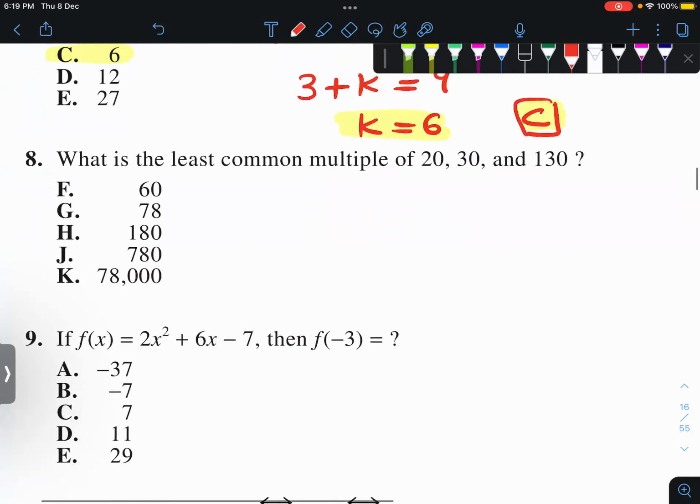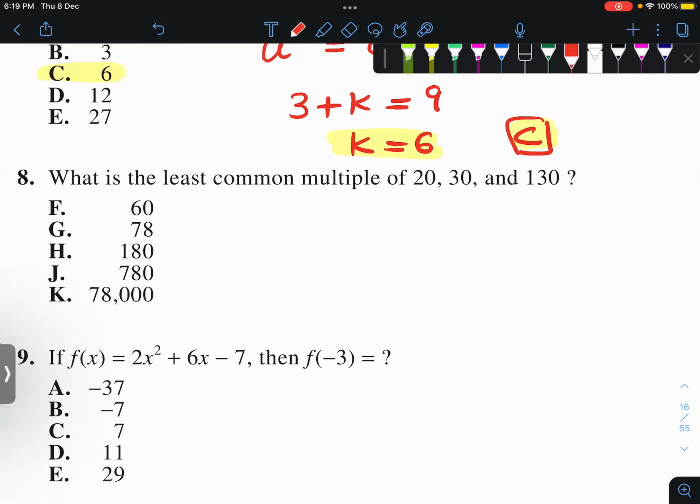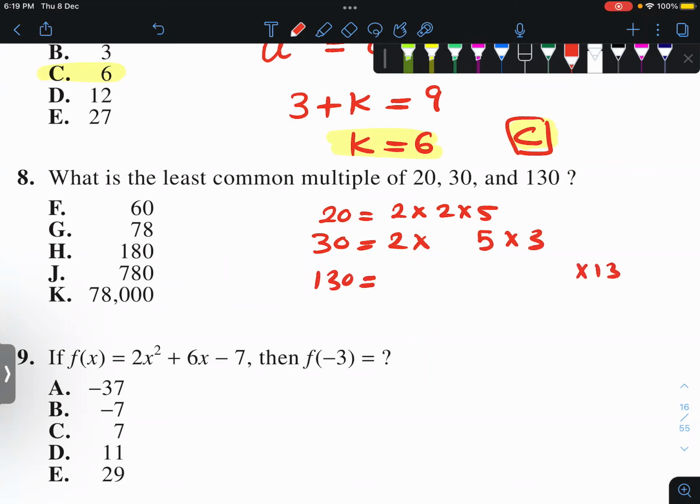Number 8, what is the least common multiple of 20, 30, and 130? 20 is 2 times 10, and the 10 is 2 times 5. The 30 is 2 times 15, and 15 is 3 times 5. Okay, 130 is 13 times 10, and we know that 10 is 2 times what? 5. The common, we have here this 5 are common, right? So we will take only one of them, and these 2's are also common.